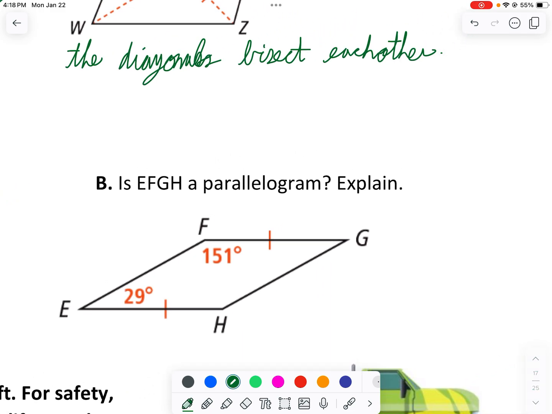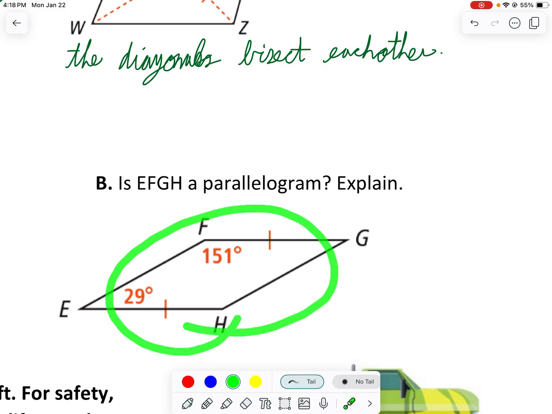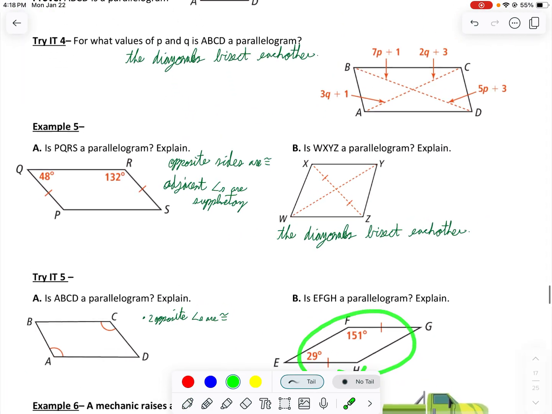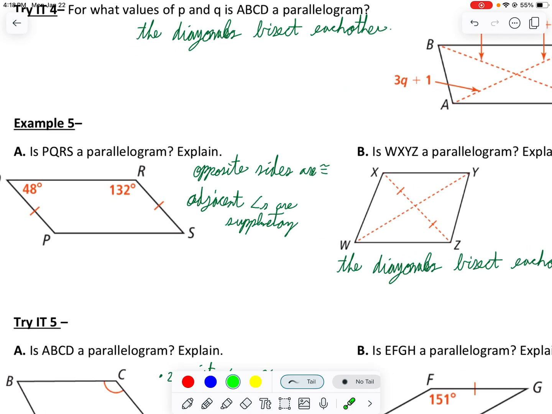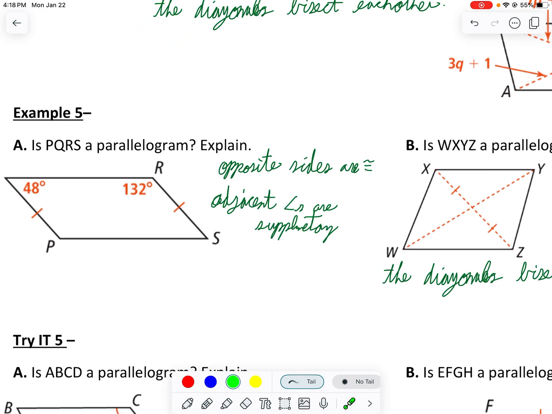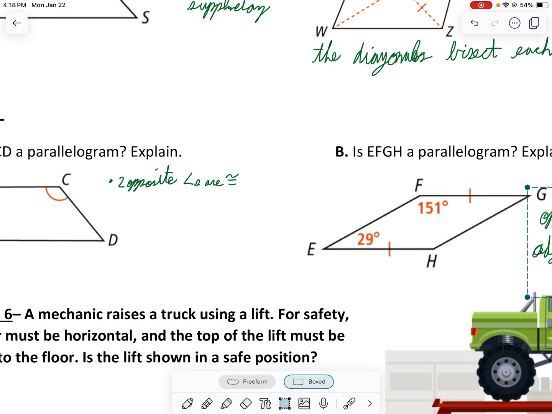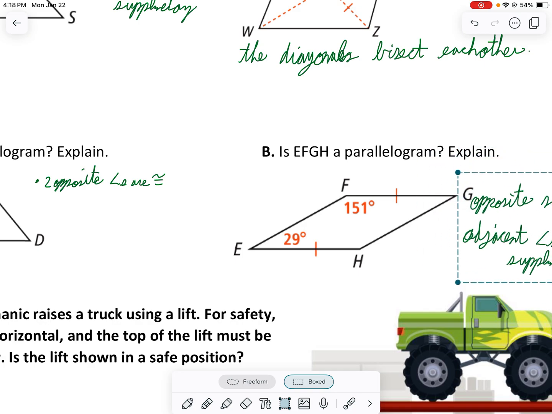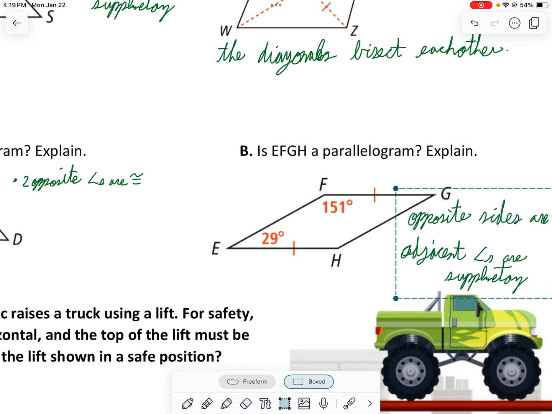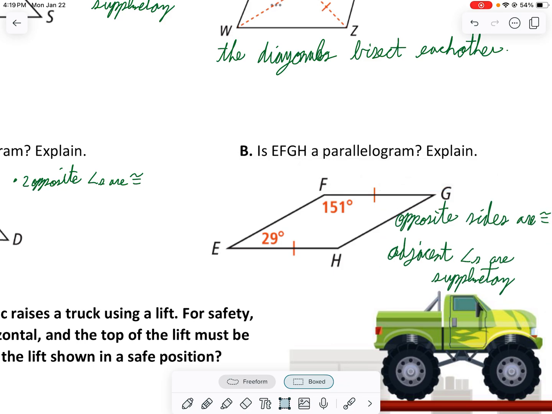Is EFGH a parallelogram? Well, again, this goes right along with that previous problem right up here. Is this one a parallelogram? Well, opposite angles are congruent, adjacent angles are supplementary, and opposite angles are congruent. Using both of those, could we show that it's a parallelogram? Go ahead and try this just like you tried that previous one. All right.